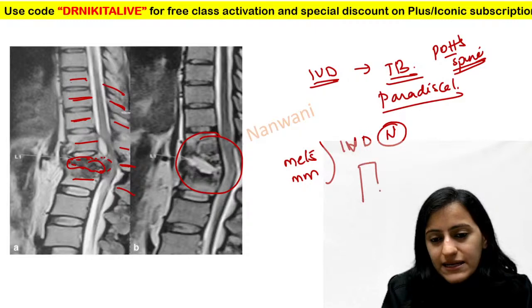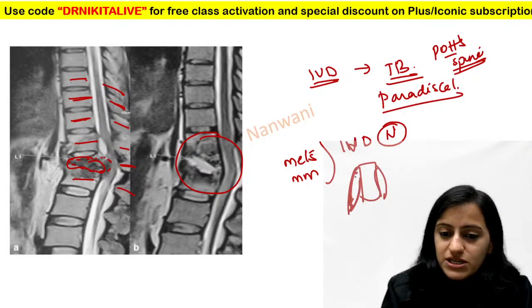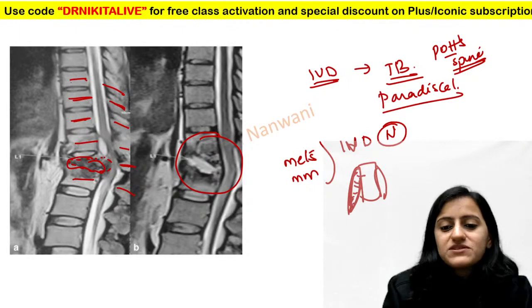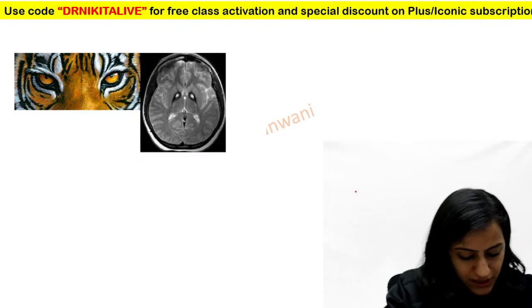And Pott spine can lead to abscess in the psoas as well, right? So a question was asked in NEET PG, psoas abscess. Okay, it can lead to psoas abscess. Next one, what do you think is this?